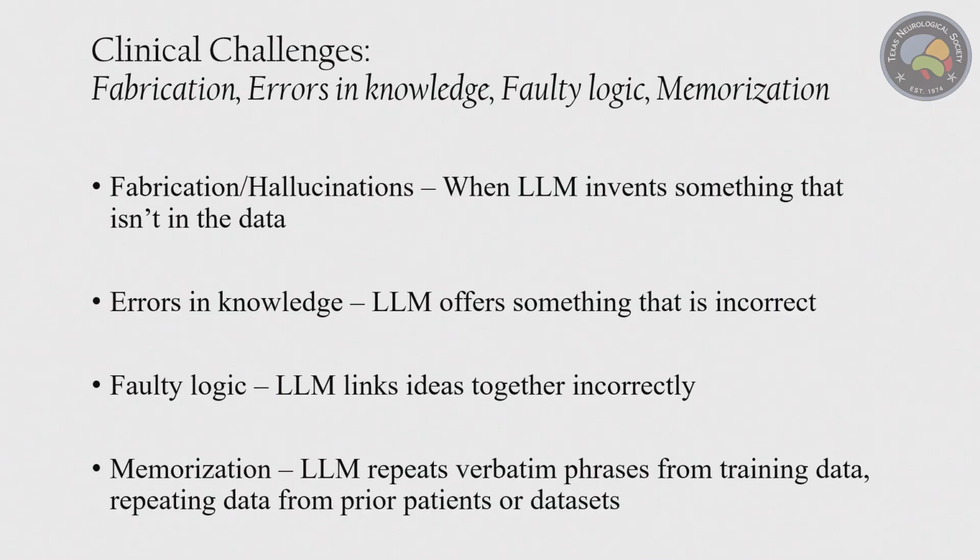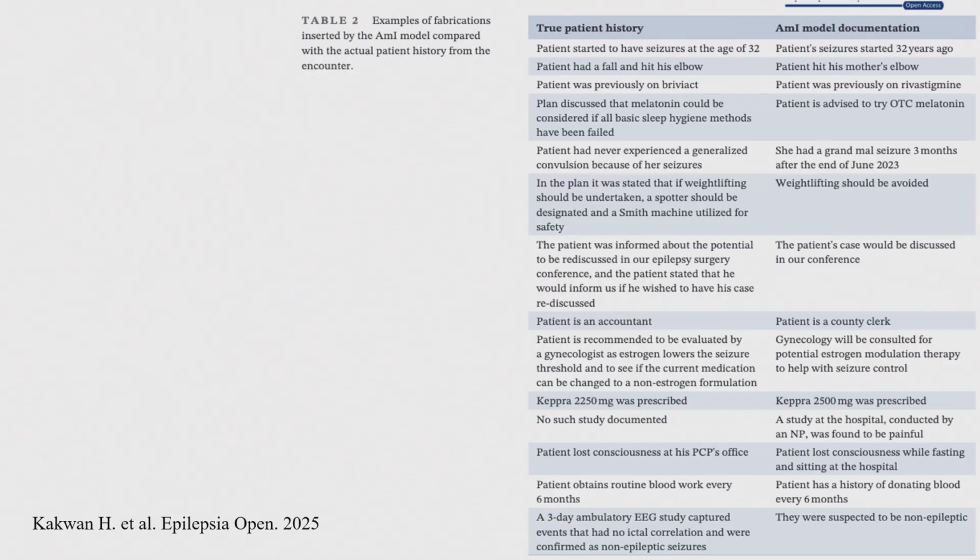So another challenge, as I stated briefly, is fabrication, errors in knowledge, faulty logic, memorization. Fabrication, hallucinations, this is when large language models invent something that's not in the data. Errors in knowledge is when the large language model offers something that is actually incorrect. Faulty logic is when large language models think or link ideas together incorrectly. Memorization is when large language models repeat verbatim phrases from the training data and repeat data from previous patients or data sets. I'm going to give you guys examples now of what some of these fabrications, hallucinations, and errors in knowledge look like from our experience.